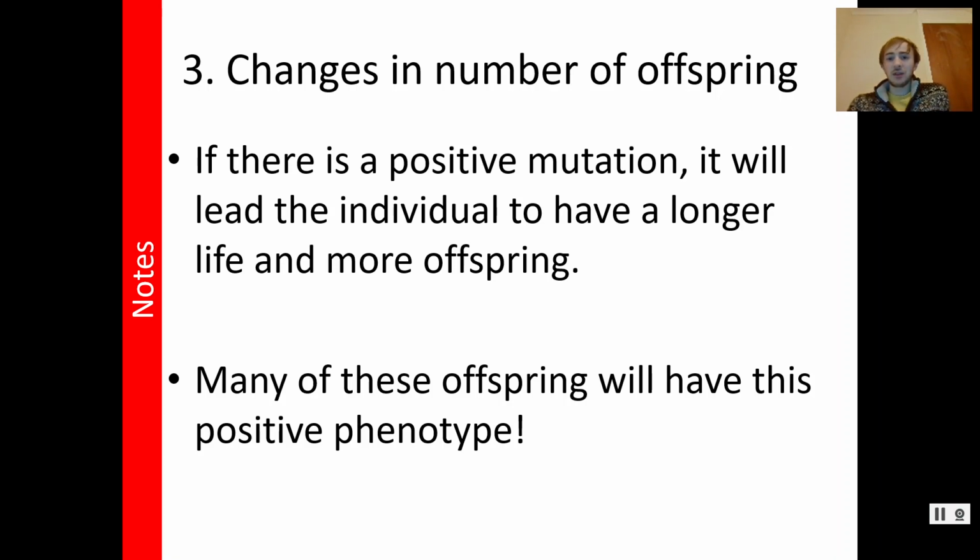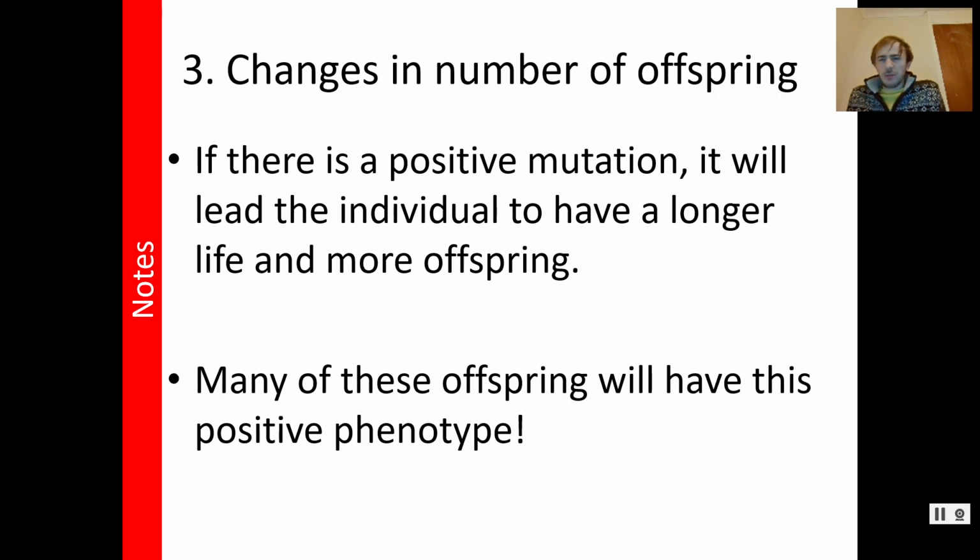So the first thing is that if there's a positive mutation, it will lead the individual to have a longer life and more offspring. Okay, this is a general idea. A mutation is only positive if it leads you to either have a longer life or to have more offspring. If it doesn't do either of those things, it's a neutral variation. Right?